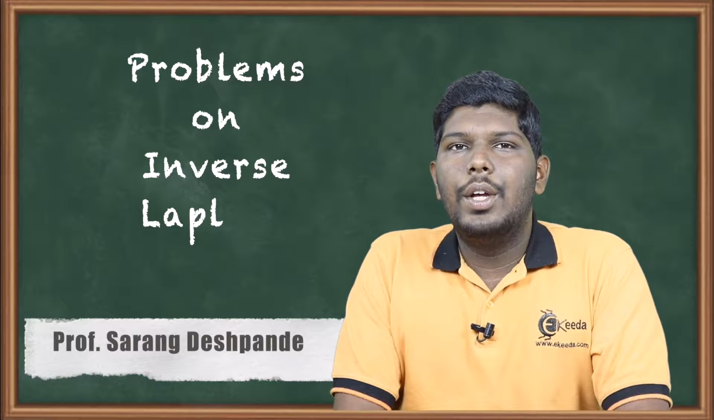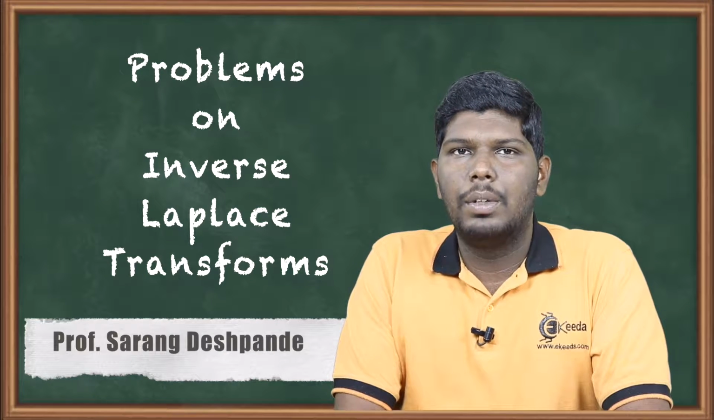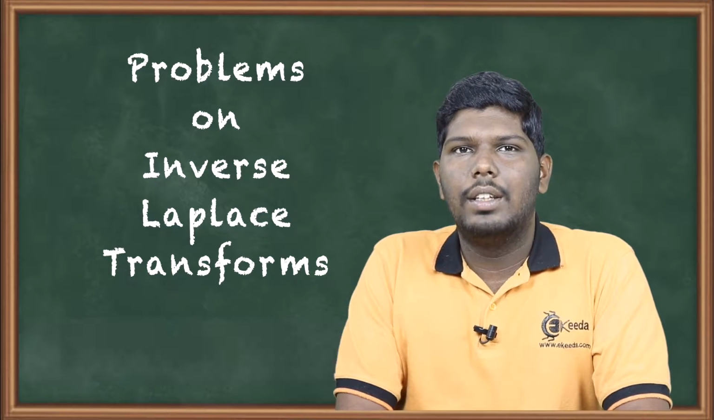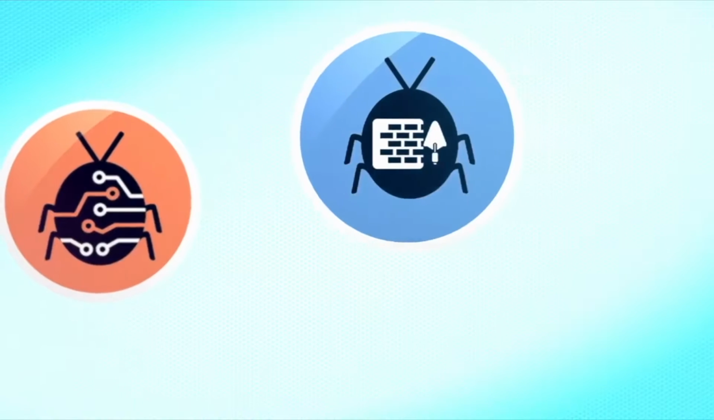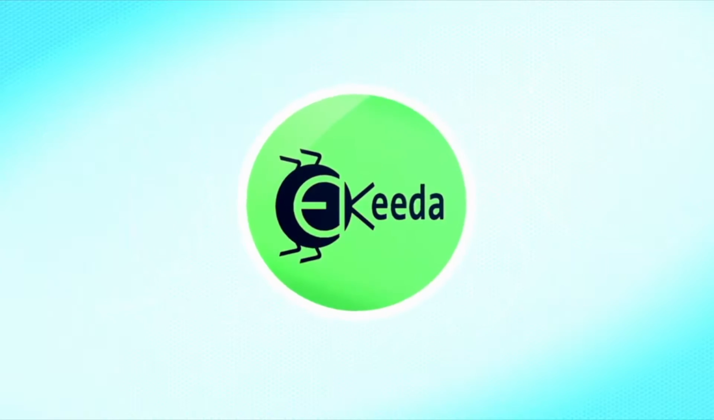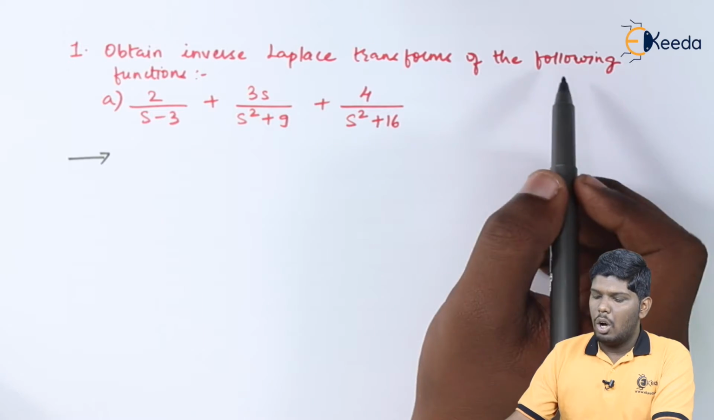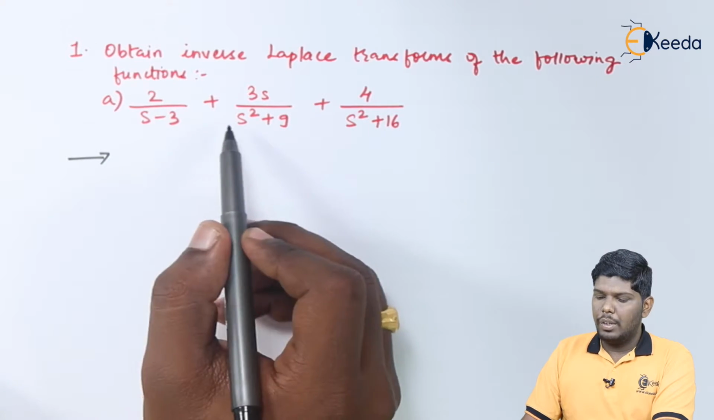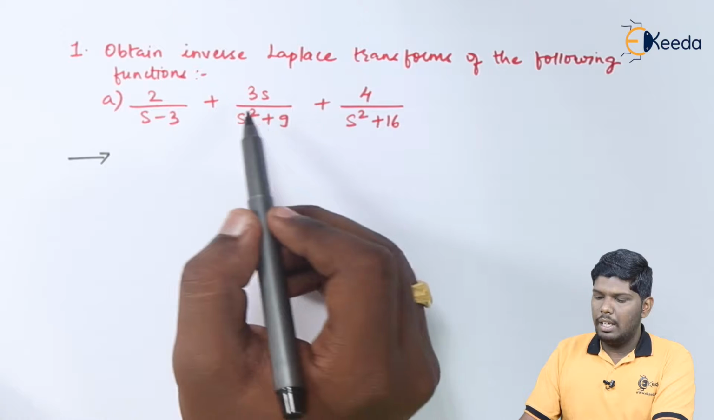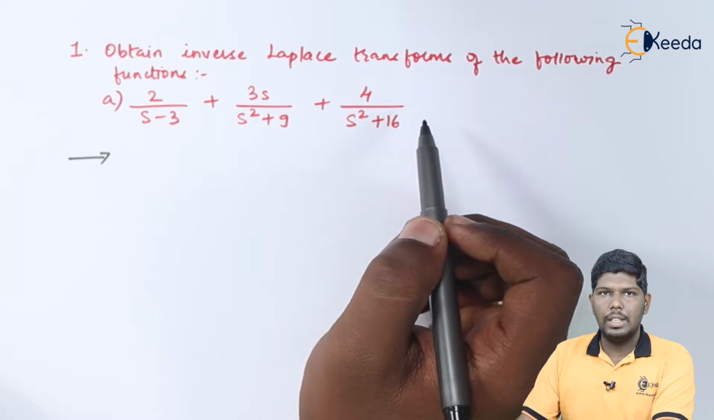Hello friends, in this video we are going to see few problems on inverse Laplace transform. Let us start with problem number 1. Obtain inverse Laplace transforms of the following function. So the first function is 2 upon s minus 3 plus 3s upon s square plus 9 plus 4 upon s square plus 16.